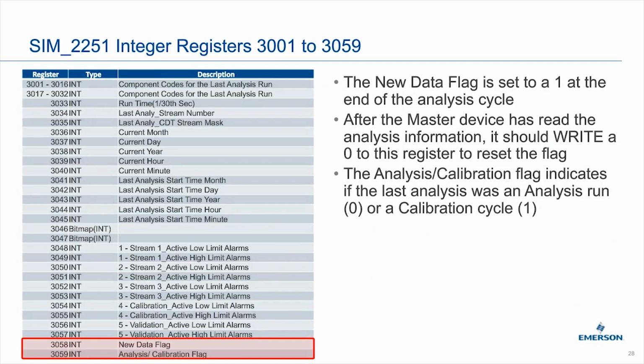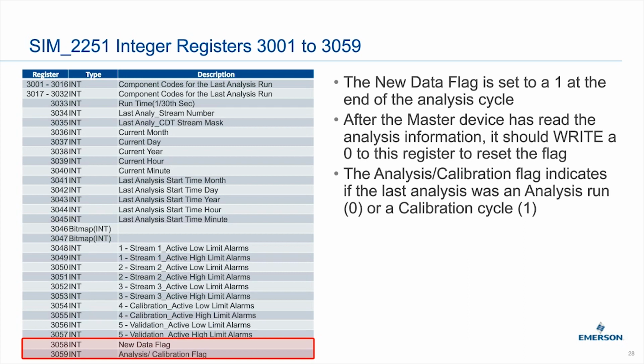Now we're having a look at the last two registers, the 3058 and 3059, the new data flag and the analysis calibration flag. So the new data flag is set to a 1 at the end of the analysis cycle, and what will happen is the host system will read the information. Once it's read all of the analysis data, it then actually writes back a 0 to the 3058 data flag to say, I've read the information and we're good to go.